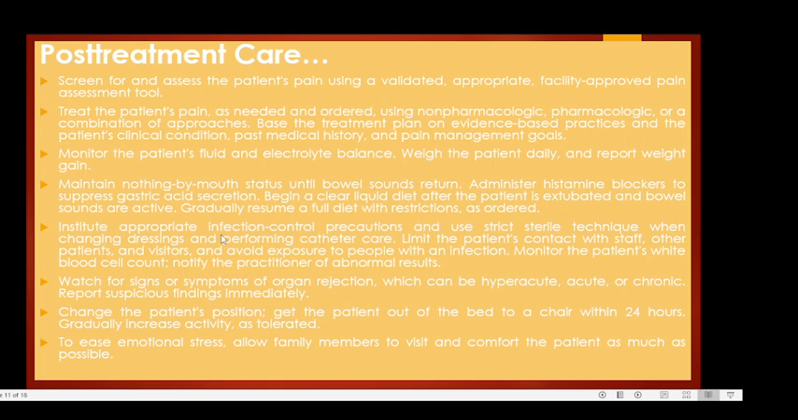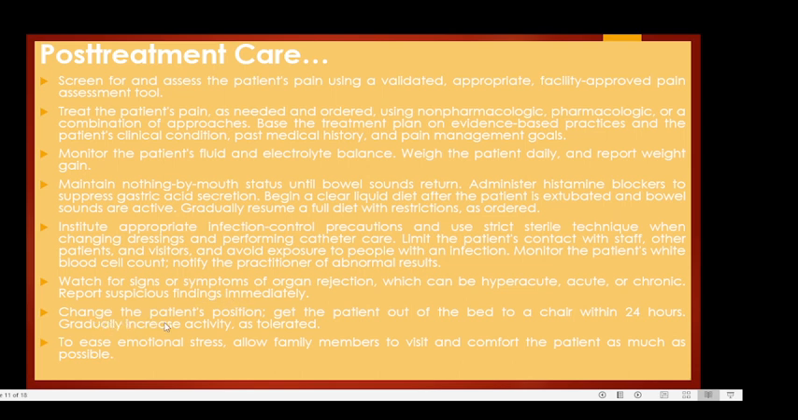Remember to institute appropriate infection control precautions. Use strict sterile technique when changing dressings and performing catheter care. Limit the patient's contact with staff, other patients, okay, visitors. Avoid exposure to people with an infection. Monitor the patient's white blood cell count and notify the physician of abnormal results. Also watch for the signs and symptoms of organ rejection, which can be hyperacute, as we had said, acute, or chronic, okay? Remember to report suspicious findings immediately.